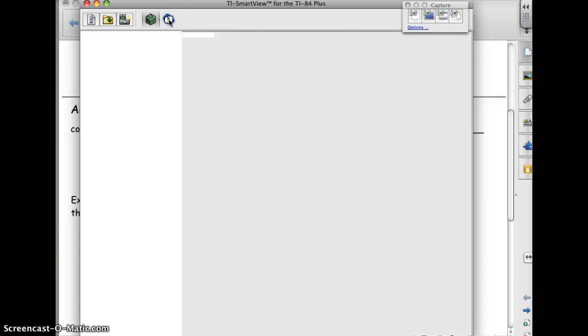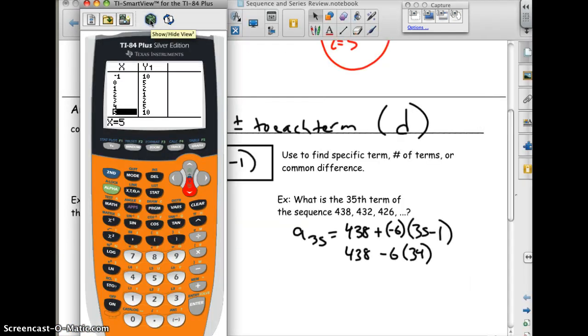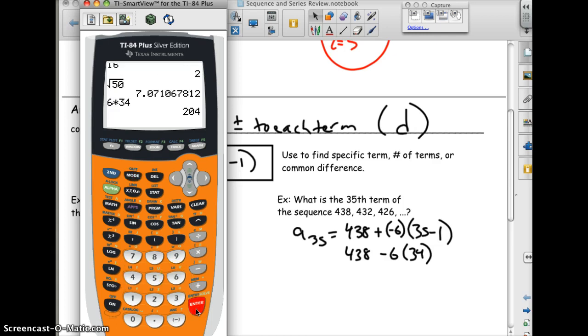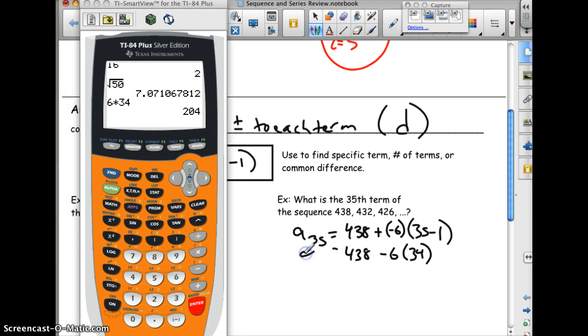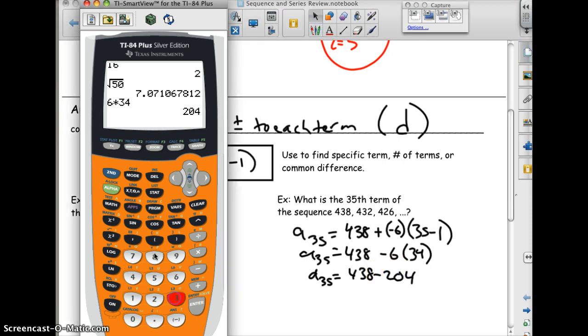Sorry about that. All right. 6 times 34 is 204. So the 35th term, a sub 35, is 438 minus 204, which is 234.